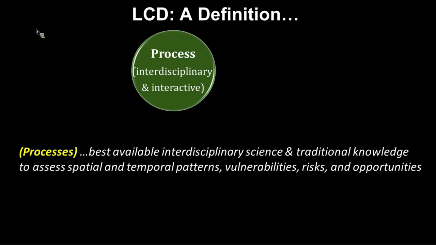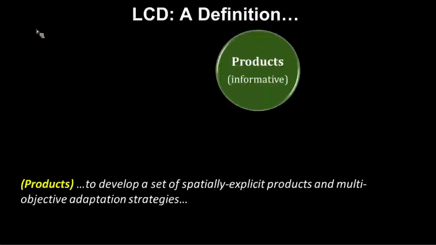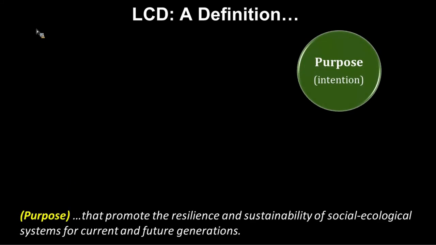That's some of the process that we go through, to develop a set of spatially explicit products and, in my mind, more importantly, multi-objective adaptation strategies. They're the products that promote resilience and sustainability of social ecological systems for current and future generations. That's our foundational principle. That's our purpose for coming together as a cross-jurisdictional, multi-sector body of stakeholders to do this thing we call design, to promote sustainability.